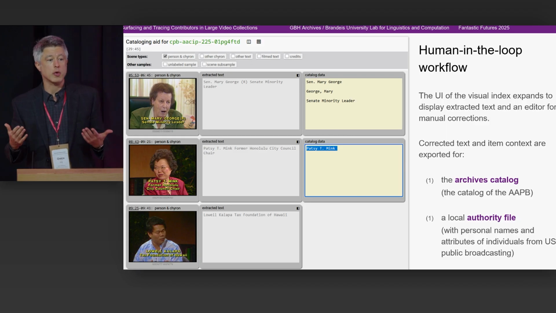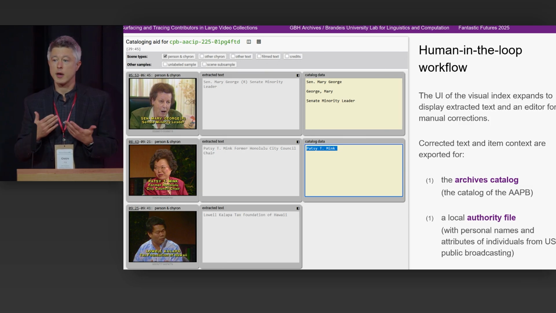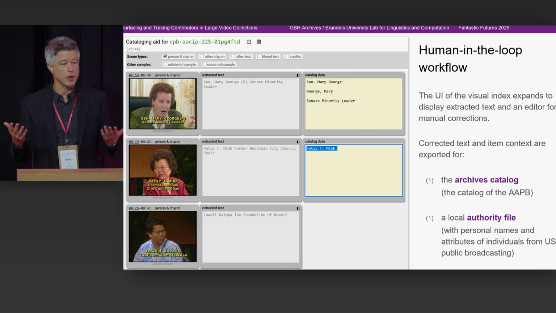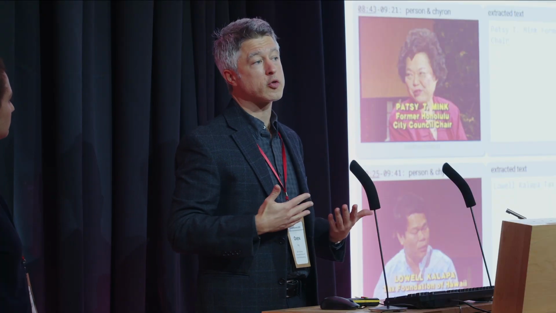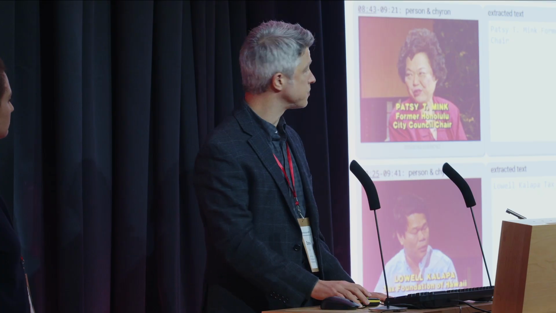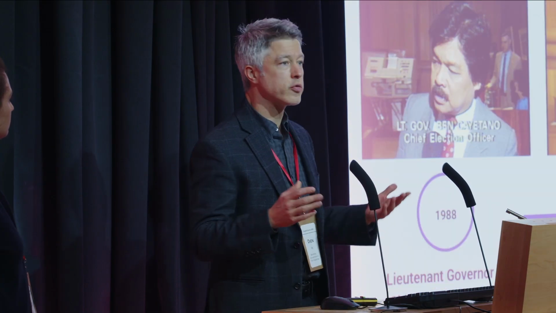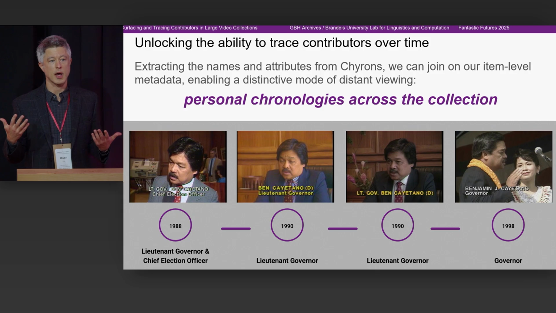Because most of the people who are prominent in public television are not actually in most of the wider authority files that most of us are familiar with. But because we're getting the structured information about these individuals and their attributes at cataloging time, we can build our own authority file from this data. And that allows us to do something pretty interesting with the individuals that are in the history of public broadcasting.